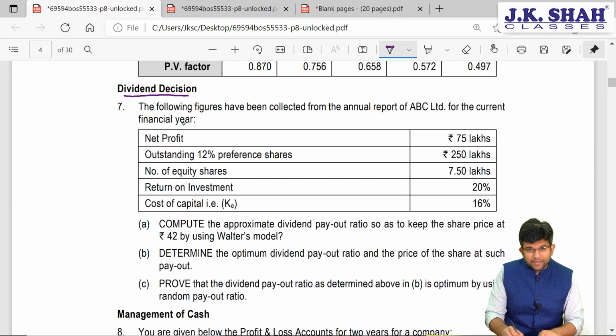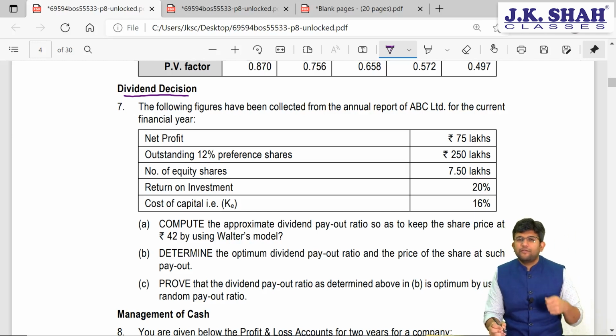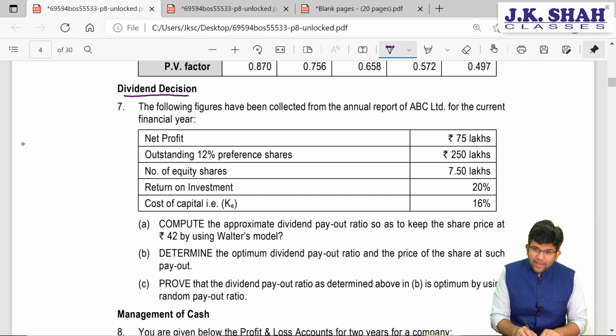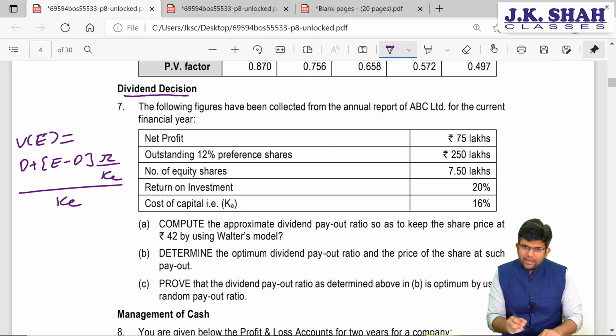Let's start. This question, children, from dividend decisions is based on the concept of Walter's model, Walter's formula. I hope you remember that the value of equity is nothing but D plus E minus D into R by K, the whole upon K, right? This was dividend decisions, Walter's model.